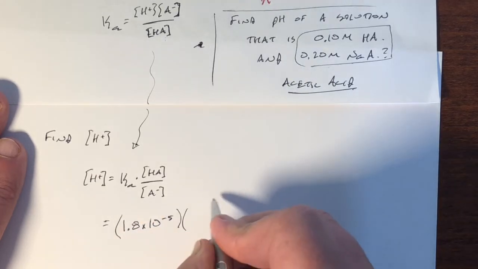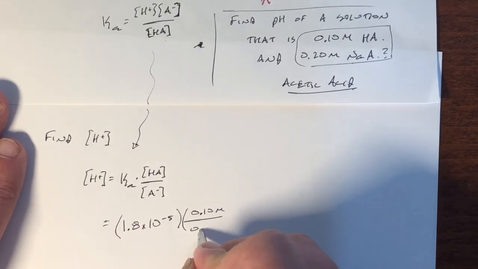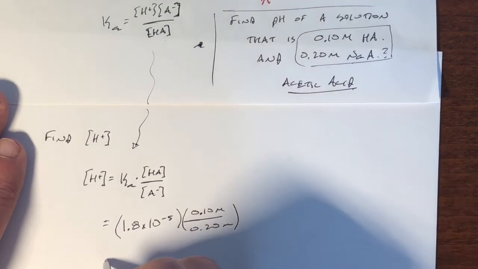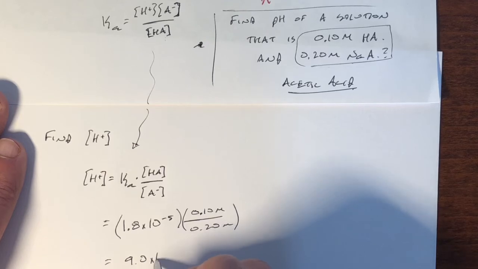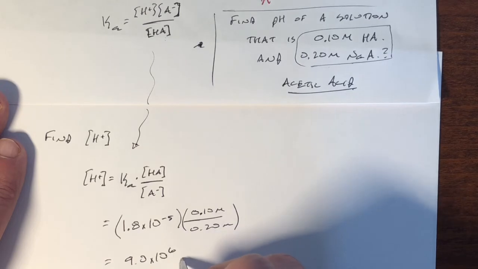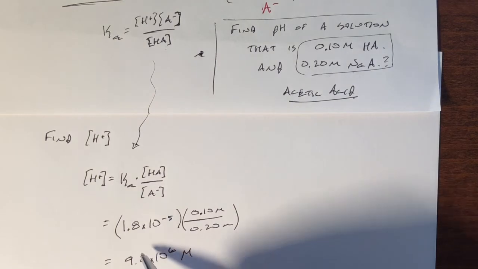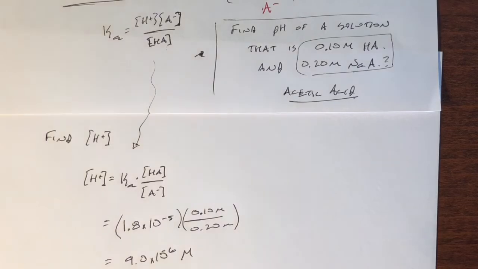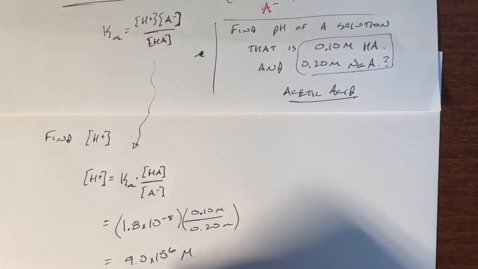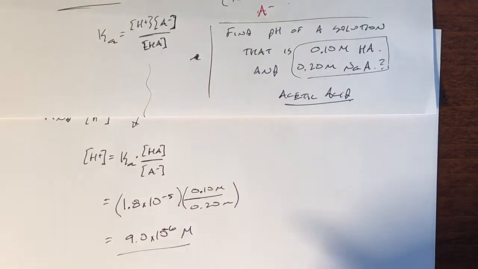So my HA we said was 0.1 molar, and my A minus was 0.2 molar. So my concentration of H plus would be 9 times 10 to the minus 6 molar. I think I did that right. Half, so that's 0.9 times 10 to the minus 5, 9 times 10 to the minus 6. All right, so there's my concentration of H plus. Again, that was 10 to the minus 6. That didn't show up very well.